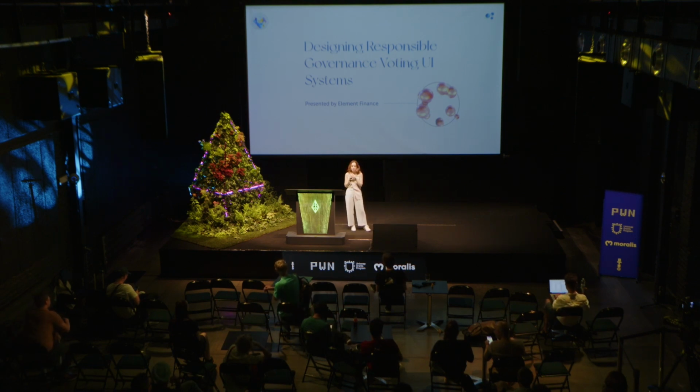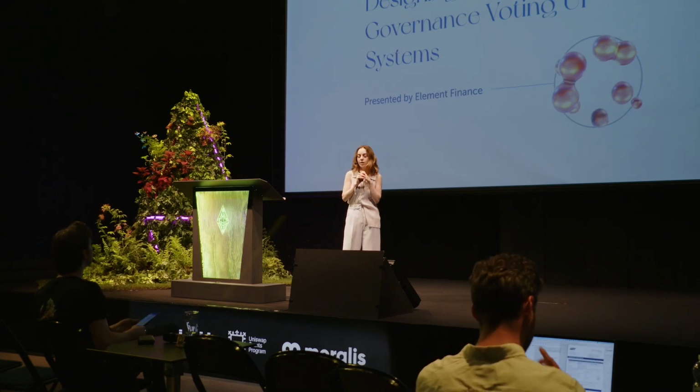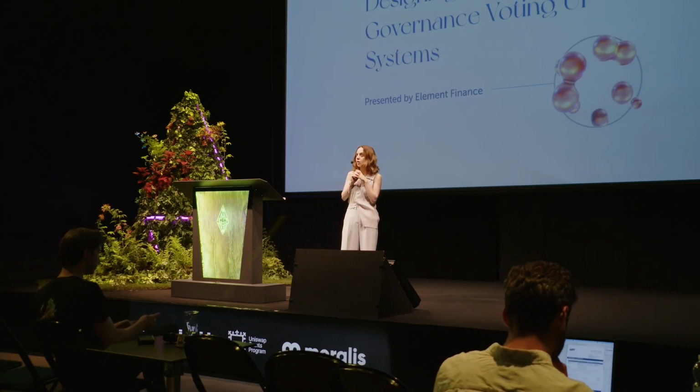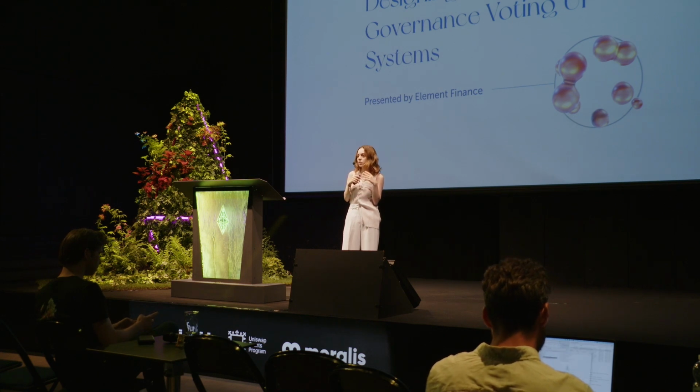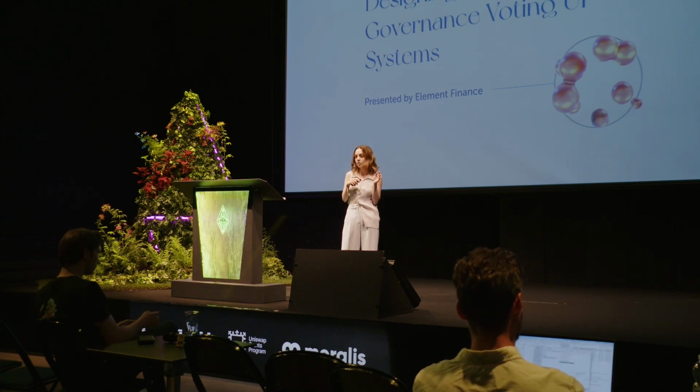So today I'm going to be talking about designing responsible governance systems and how our UI implications can be affecting both our DAO communities and the way that people are voting and the actions of our community members. While we're designing these systems and experimenting, we can take a step back and look at the patterns that we're creating and how we can hold both our members and community members more accountable.